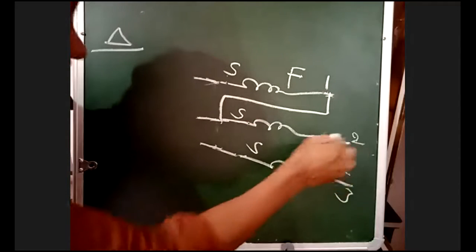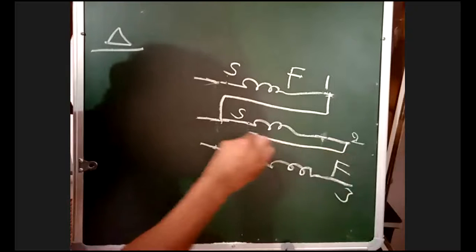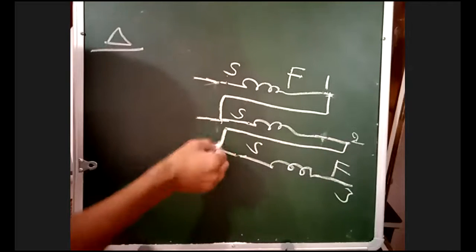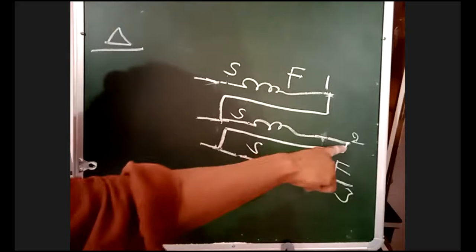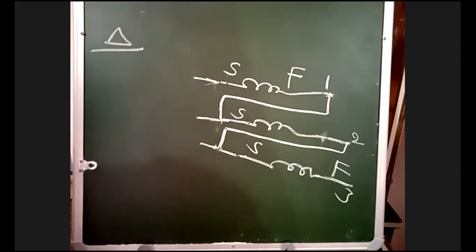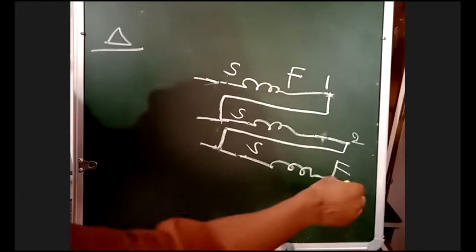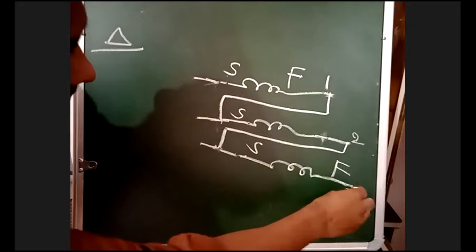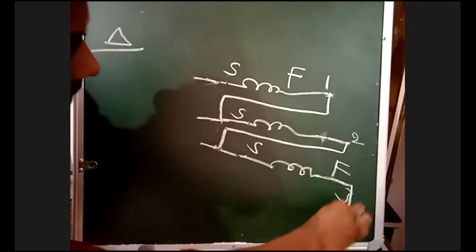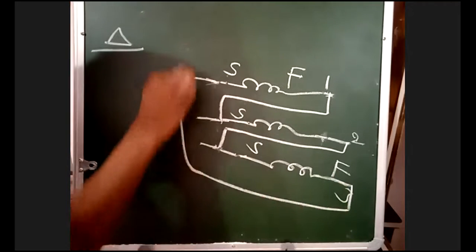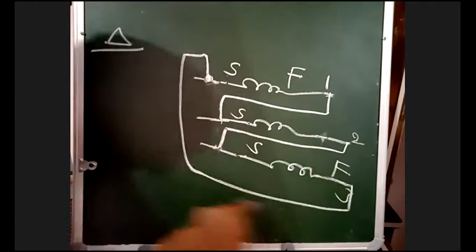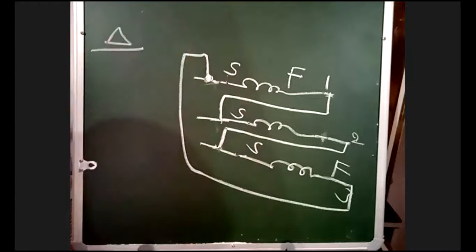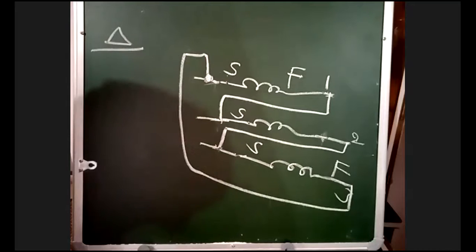Similarly, the finishing end of the second coil is connected to the starting end of the third coil. Now see this one. The finishing end of the third coil is connected to the starting end of the first coil.